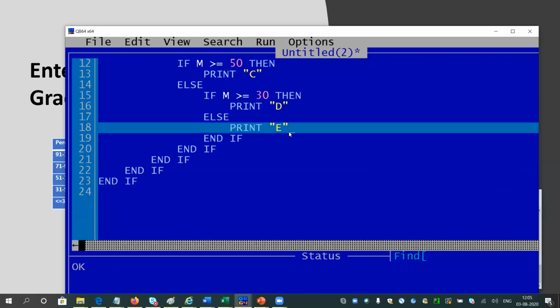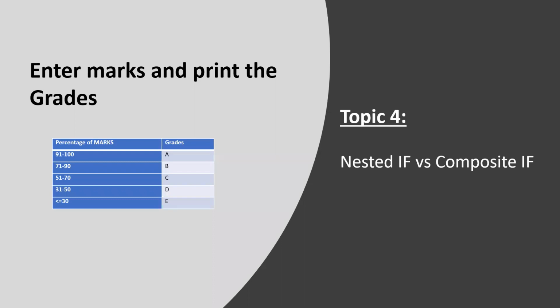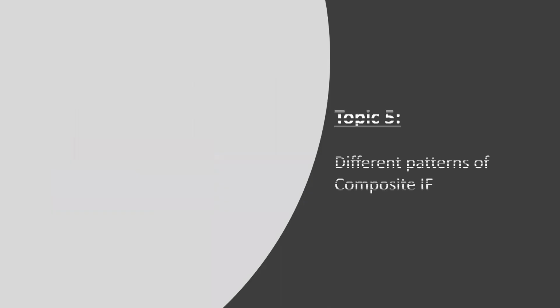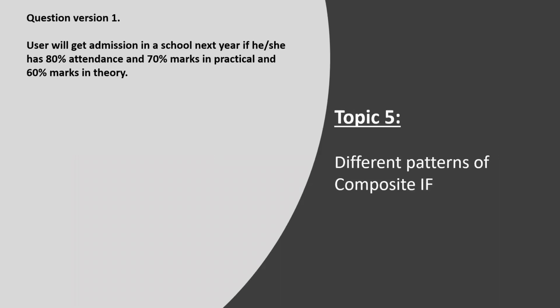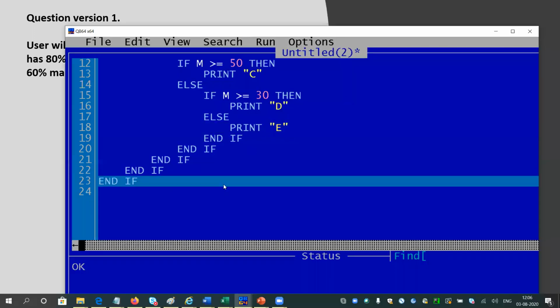Let me go into the last topic for today. It is the efficient use of composite if. Like, if I write a question: you will get admission in your school or in your college if you have 80% attendance, 70% marks in practical, and 60% marks in theory. So let me write the code quickly.